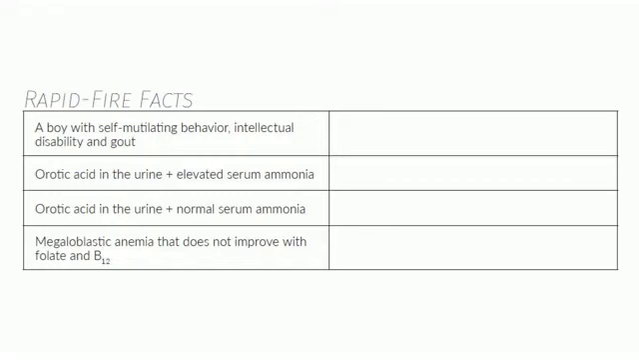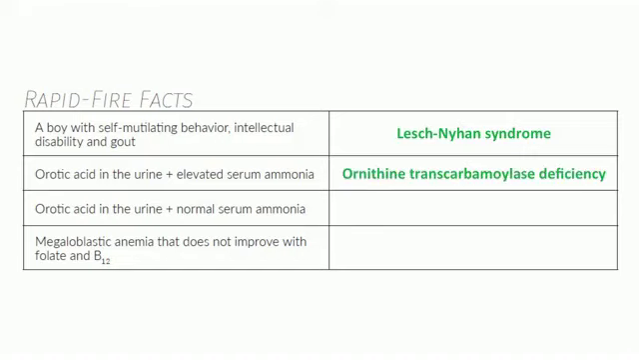That's it for the quiz, but let's also go over these rapid-fire facts. A boy with self-mutilating behavior, intellectual disability, and gout, that's Lesch-Nyhan syndrome. Orotic acid in the urine and elevated serum ammonia is ornithine transcarbamylase deficiency, one of the urea cycle disorders. Orotic acid in the urine and normal serum ammonia is orotic aciduria. And then megaloblastic anemia that does not improve with folate and B12 supplements is orotic aciduria.